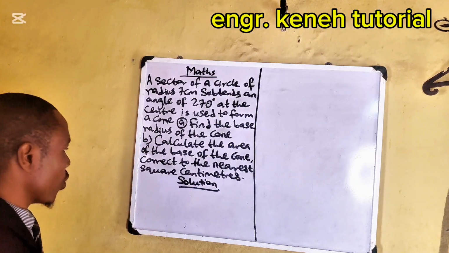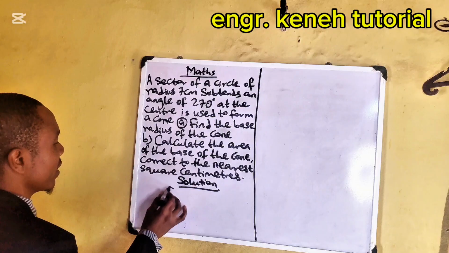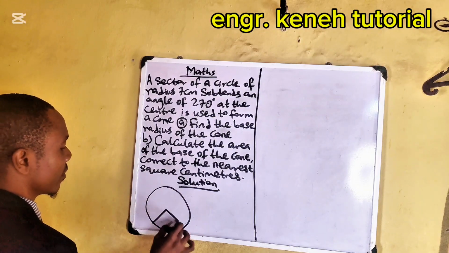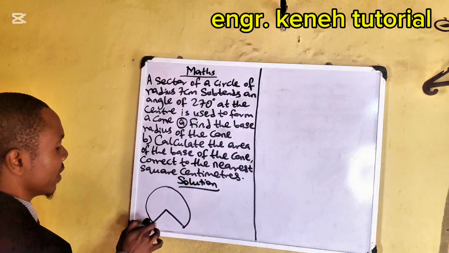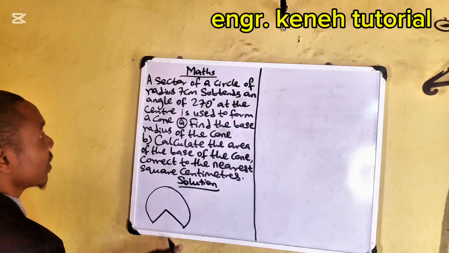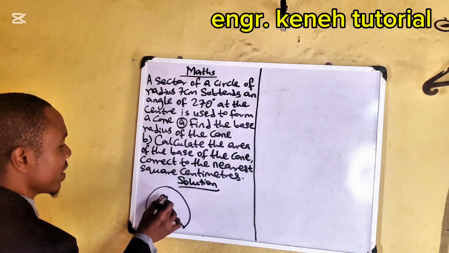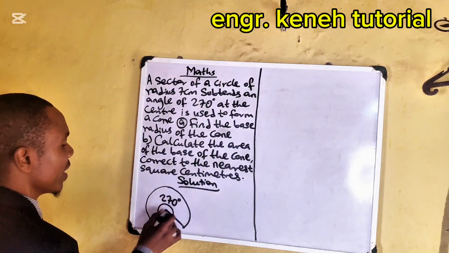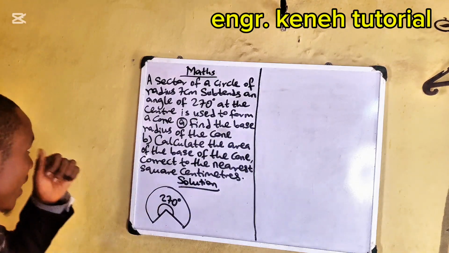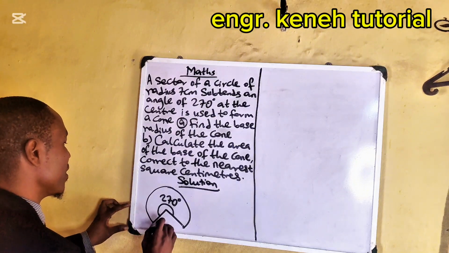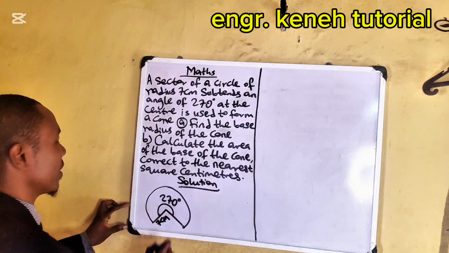They said sector of a circle, we have a sector like this. Can you see it? You have a sector. They said 270 degrees. That means this angle is what? 270 degrees. Can you see that? Look at the sector here. And they said that the radius is 7 cm. That means from here to here is what? 7 cm. Can you see it?